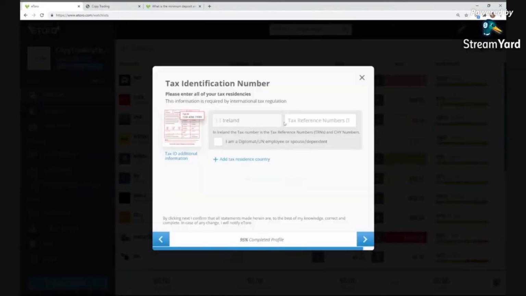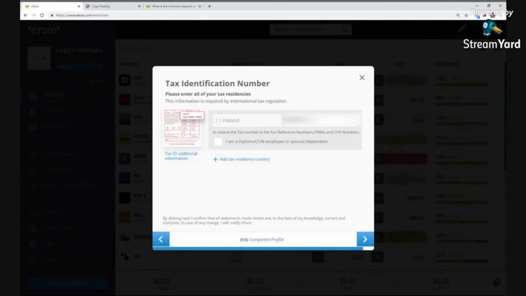Now, the last part is you put in your tax details. So this is your tax number in your country, whatever it is, the one that you give to your employer for your tax ID. It's called a PPSN number in Ireland, but whatever it is in your relevant country. So you just put in them details and then that will be me complete.